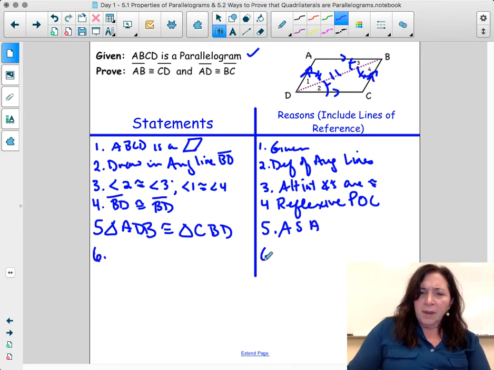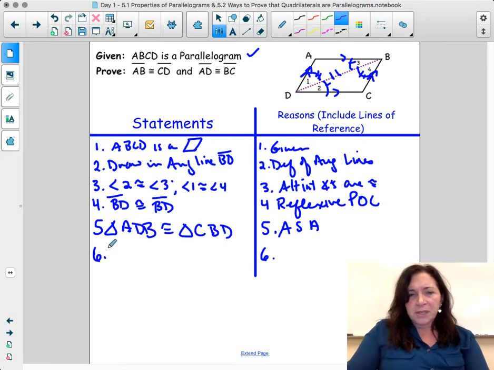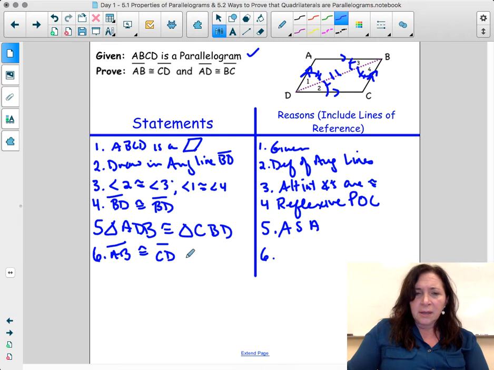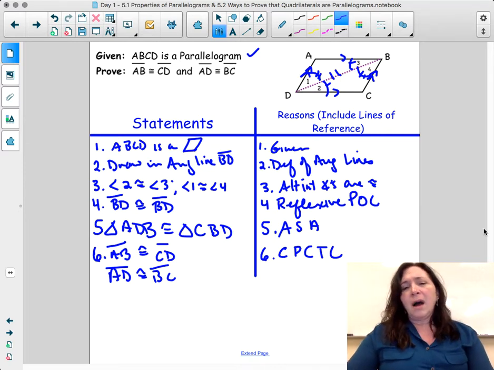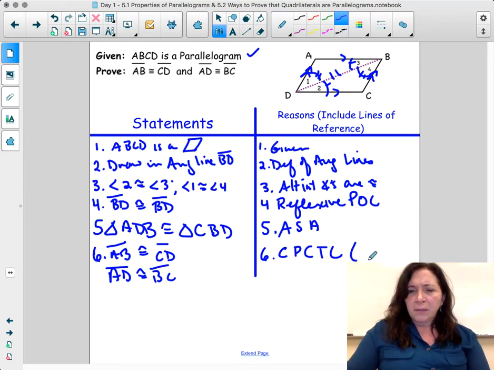So anyway, once the 2 triangles are congruent, then all the parts are congruent, which basically means AB is congruent to CD, and also AD is congruent to BC. And that's if the triangles are congruent, then all the parts are congruent. So CPCTC. Cool.